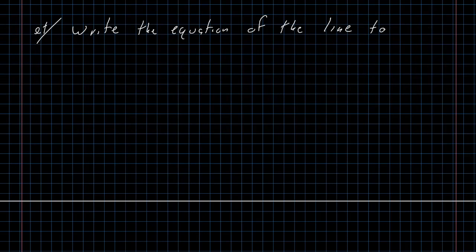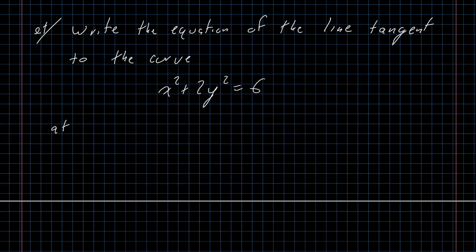It helps if I write down the whole problem. Write the equation of the line which is tangent to the curve x squared plus 2y squared equals 6 at the point 2, 1.